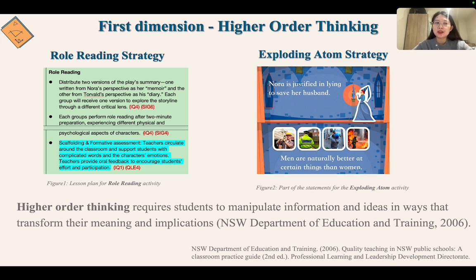first lesson. This lesson consists of four parts: mime and sing prompts, role reading, exploding item, and independent learning, all of which require students to evaluate, create, and make judgments. Role reading and exploding item are the two strategies demonstrating the implementation of high order thinking in this lesson. Part of the lesson plan about the role reading activity is shown on the slide.